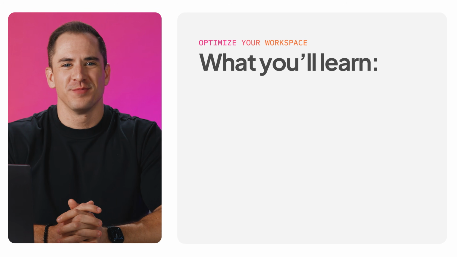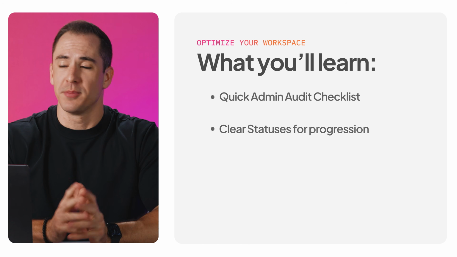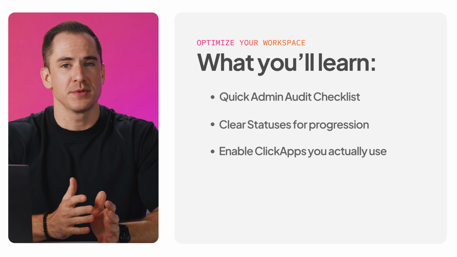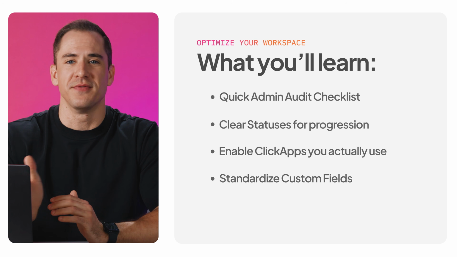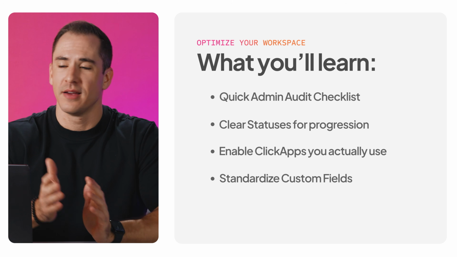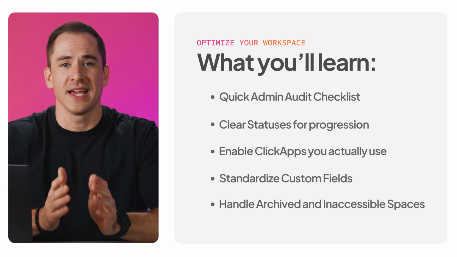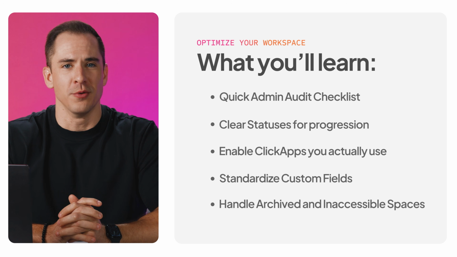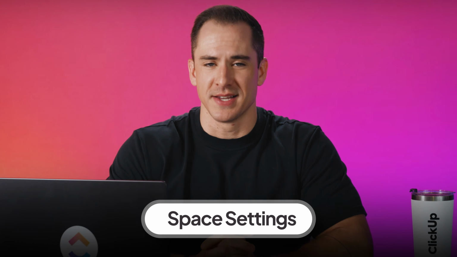In this video, you'll turn the space settings panel into a quick admin audit checklist, simplify statuses so they reflect progress, right-size ClickUps so only the features that support the workflow stay on, standardize custom fields to keep reporting clean and avoid duplicates, and spot and handle archived spaces and inaccessible spaces so your workspace stays navigable and owned. Let's head straight into space settings and look at what you should be checking as an admin.